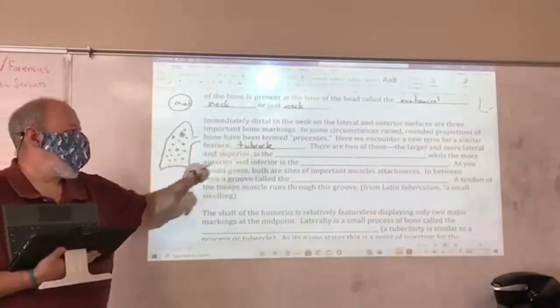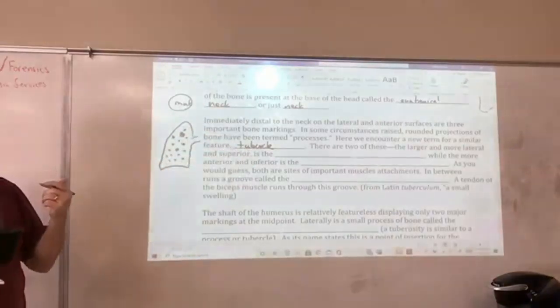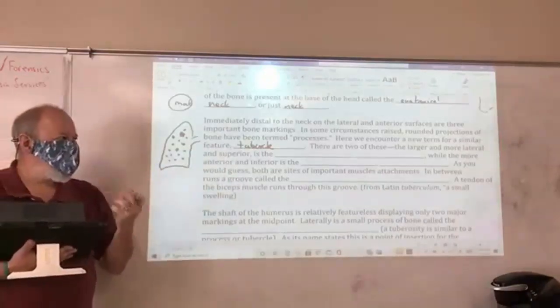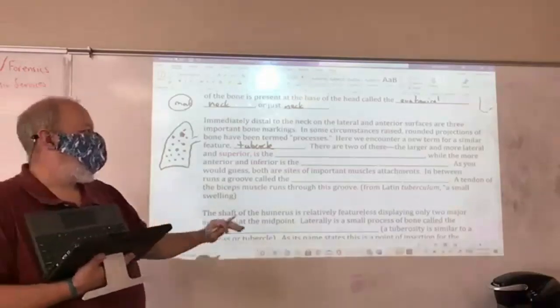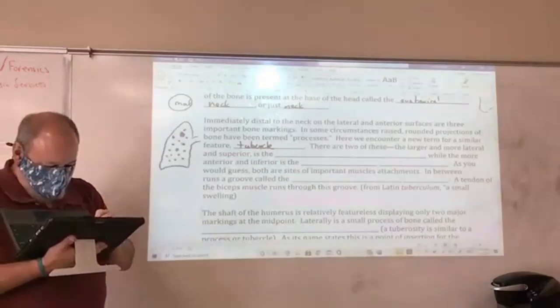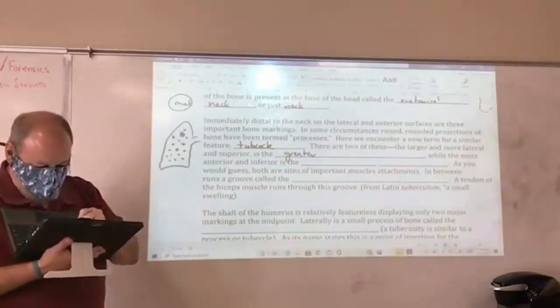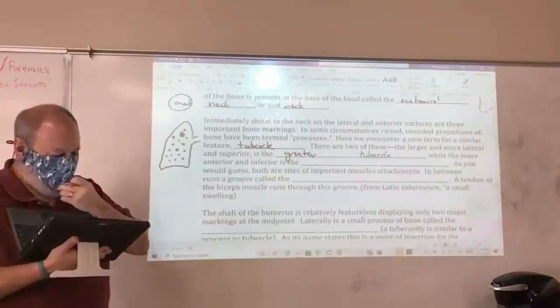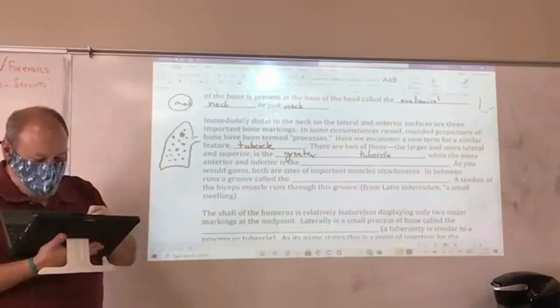So we encounter a new name for a similar feature. We're using the term tubercle as an anatomic term here. It means small swelling. Okay? And there are two of these. The larger and more lateral one is the greater tubercle, as we've already said and labeled. While the more anterior and inferior one is the lesser tubercle.